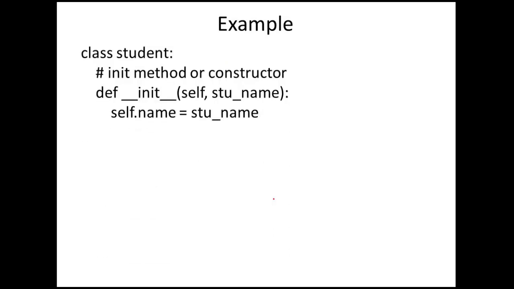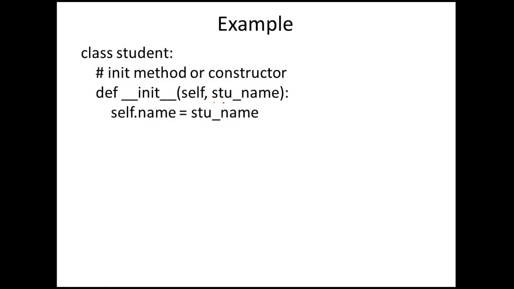Okay, so now we'll see the example with some variations. I will show you the variations of the init method and the different types of constructors, and some more variations with instance variables. First, we have the student class, and I have created an init method.